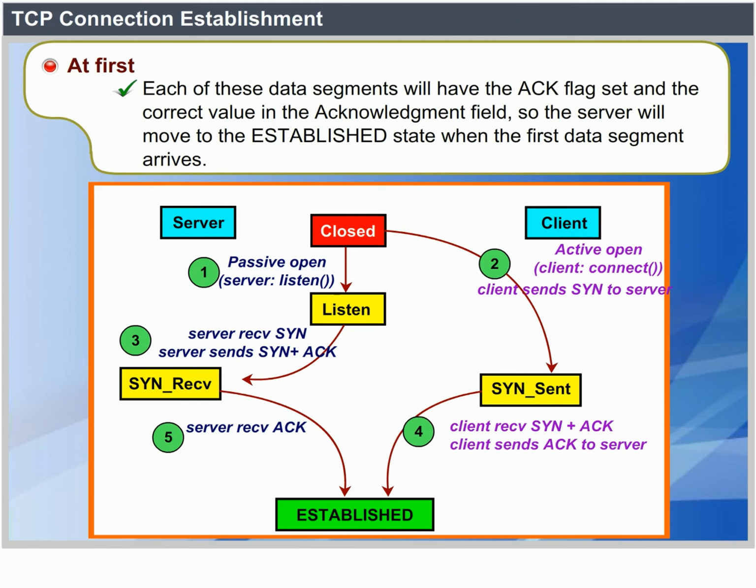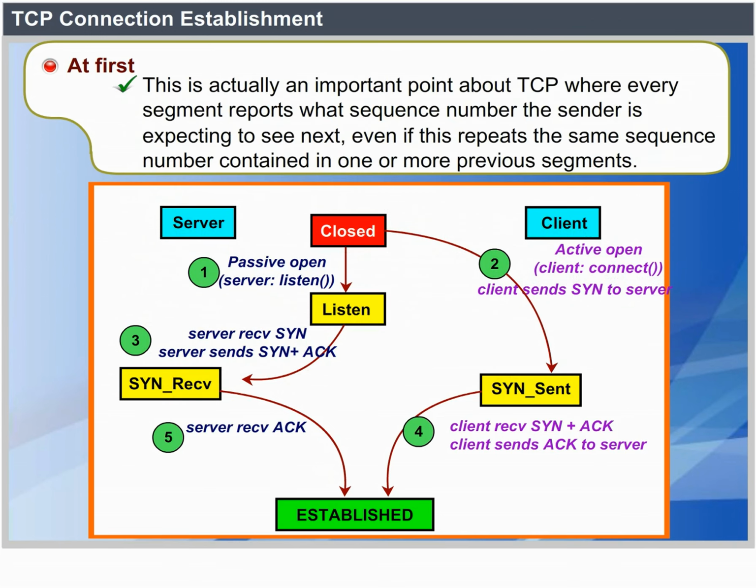This is actually an important point about TCP. Every segment reports what sequence number the sender is expecting to see next, even if this repeats the same sequence number contained in one or more previous segments.